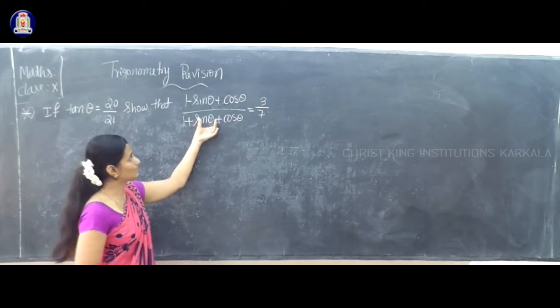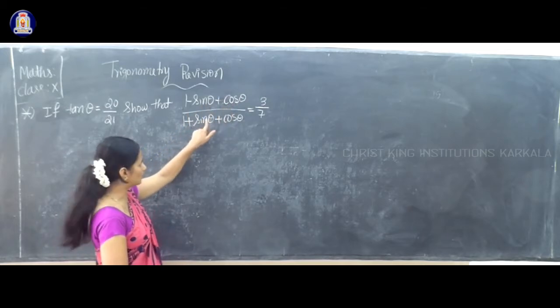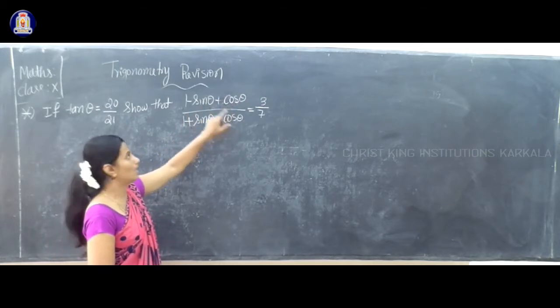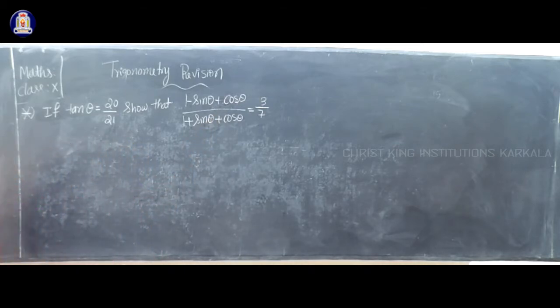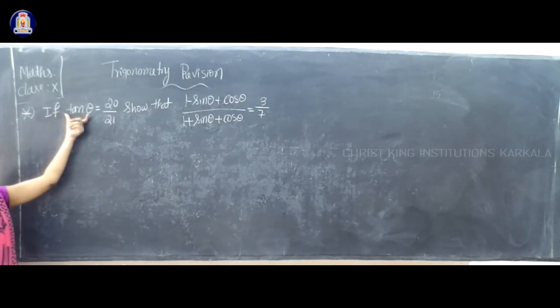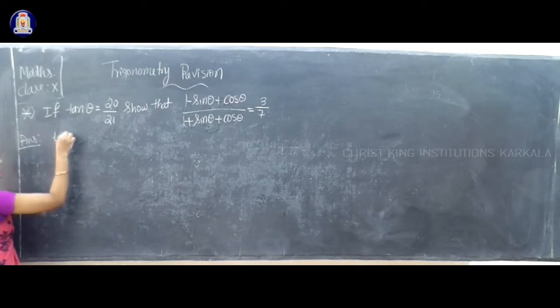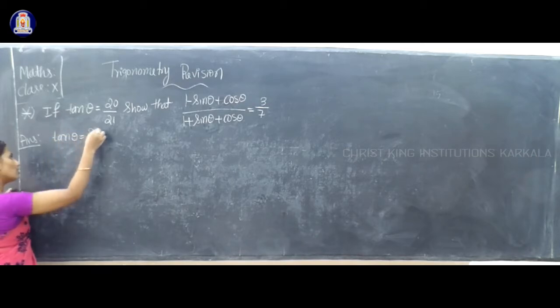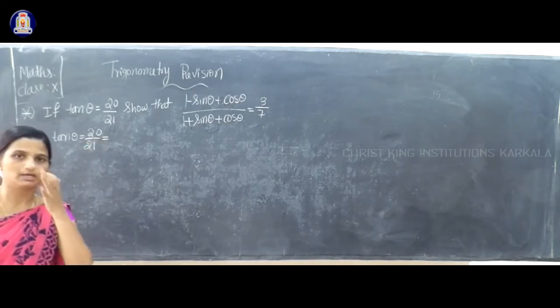To find the value of LHS side, you should know what your sin theta and cos theta are. How to get these sin theta and cos theta? That is trigonometric ratio. How to get it? By using this definition. So what is given here? Tan theta. Tan theta is 20 divided by 21.